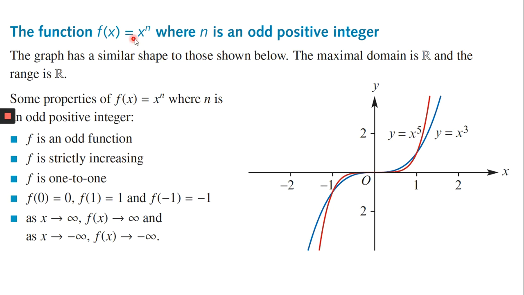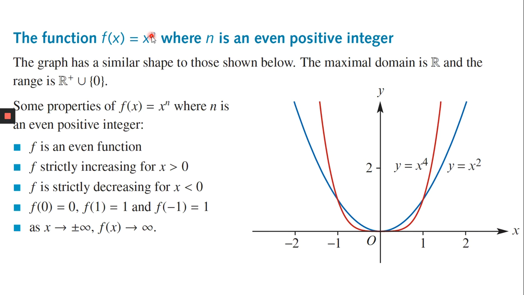Okay, so if n is an odd positive integer, so here's x to the 3 and x to the 5, and if you remember that table, you'll sort of have this information already. These are the things that occur. So odd, increasing, one to one, the domain and the range swap. Here we have as x approaches infinity, then the function approaches infinity. As x approaches negative infinity, the function approaches negative infinity. So this is where n is odd and positive.